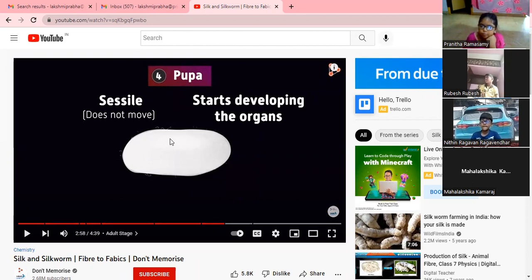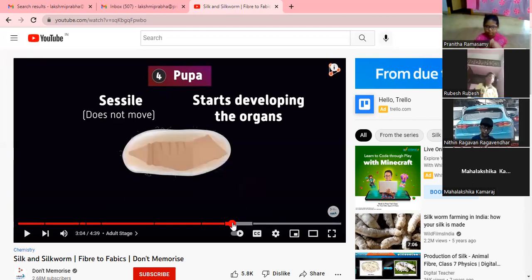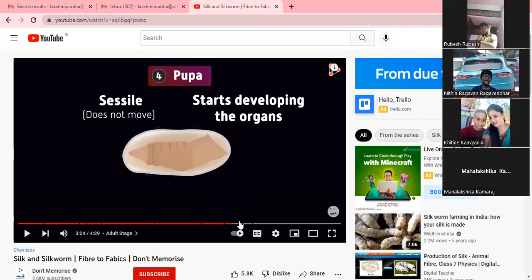So what is going to happen inside it? It's going to start developing the organs, the internal organs. We have eyes, ears, nose, everything, kidney, everything. So this pupa is going to develop into an adult moth. It is going to develop its organs. Can you see that inside there is the organ? The silkworm starts developing.